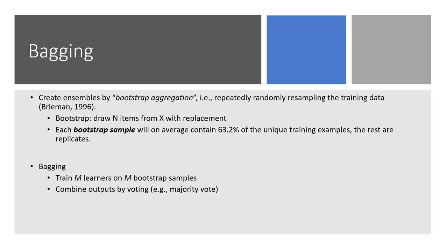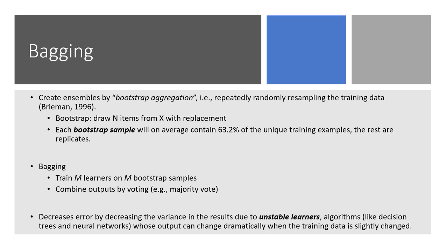And so when you're working with bagging, you're going to combine your outputs by voting. And this is going to end up decreasing your error, because it's decreasing the variance in your results due to maybe unstable learners earlier on in your process. So examples of unstable learners might be decision trees or maybe neural networks. And so those outputs can change dramatically if we change our training data slightly. So when we start using bagging, that allows for that to even out a little bit.